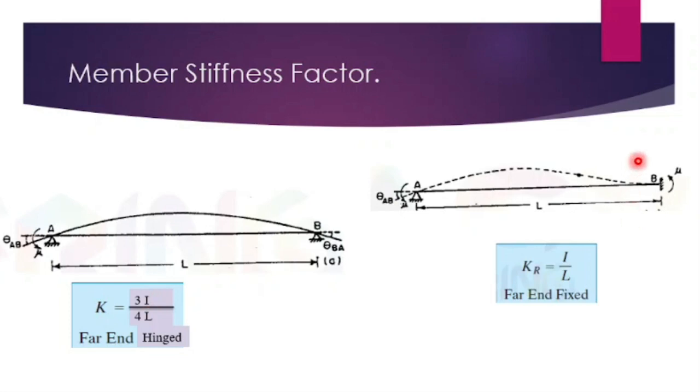In the sense, a fixed end gives a better stiffness factor. So if you don't want your beam to deflect too much, then you have to select a fixed end. If the deflection is not the primary factor, then you can use the hinged end structure. So these two formulas you will be using in the problem.